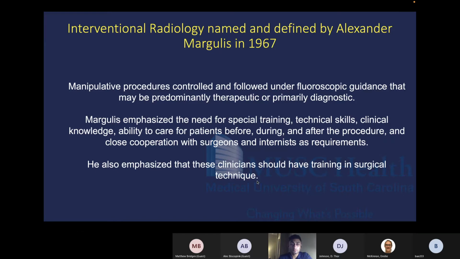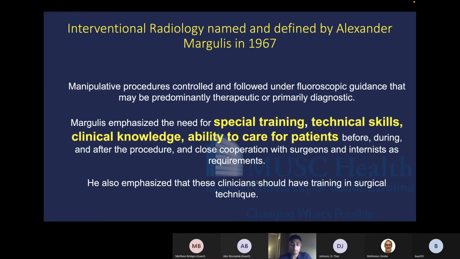The specialty was named in 1967 by Margulis, who was the most important radiologist at the time. He was the chairman of radiology at the University of California, San Francisco, and the president of the ACR at the time. Basically, he considered interventional radiology to be manipulative procedures controlled and followed under fluoroscopic guidance that must be predominantly therapeutic or primarily diagnostic. So it could be either. The most important part of that whole phrase is that this will require special training, technical skills, clinical knowledge, and the ability to care for patients.